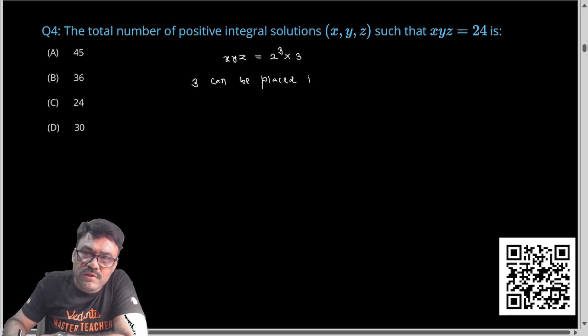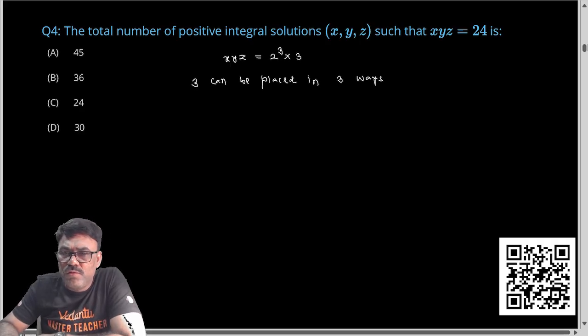3 can be placed in 3 ways. How is it 3 ways? So 3 can go to x, or 3 can go to y, or 3 can go to z. Means I can give 3 to x or y or z, 3 options. Now let's distribute 2 cube.